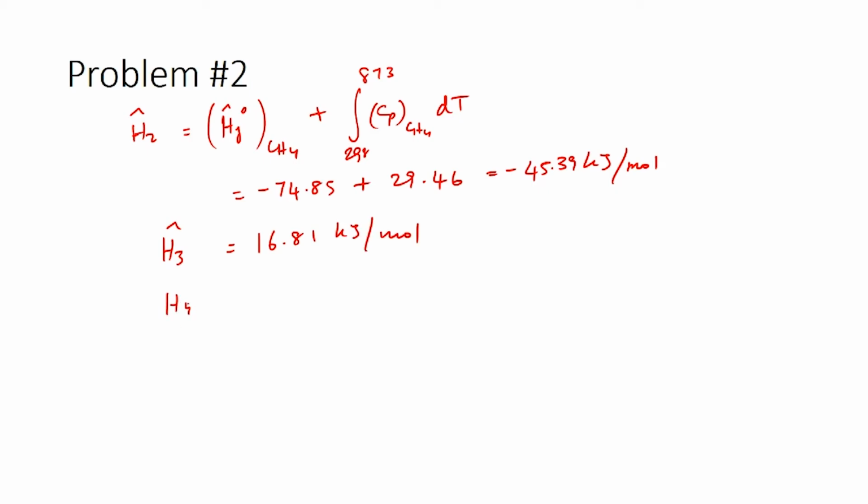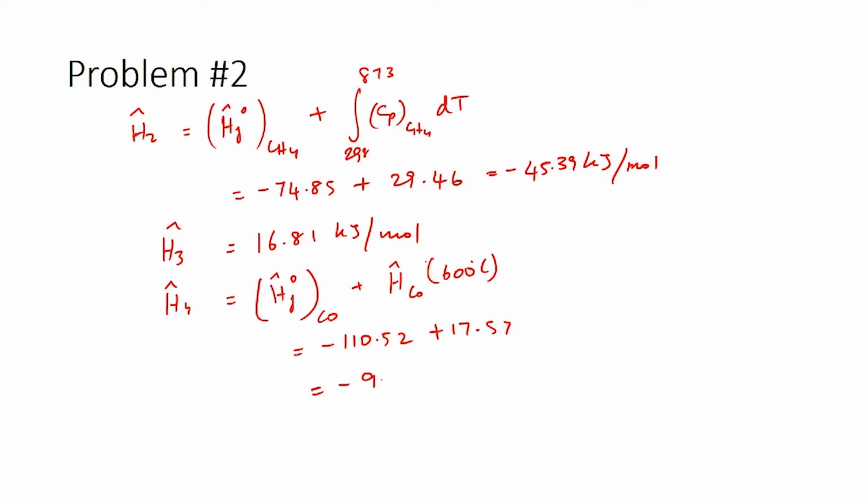And H4 cap, here again you have carbon monoxide formation and then heating of carbon monoxide. So, the first step would be the heat of formation of carbon monoxide, and in the second step we do not have to do integral Cp dT, we would be able to get the enthalpy value for carbon monoxide with reference to 25 degree Celsius from the combustion gases table. So, you have H cap CO at 600 degree Celsius, and this would be equal to minus 110.52 plus 17.57, giving minus 92.95 kilojoules per mole.